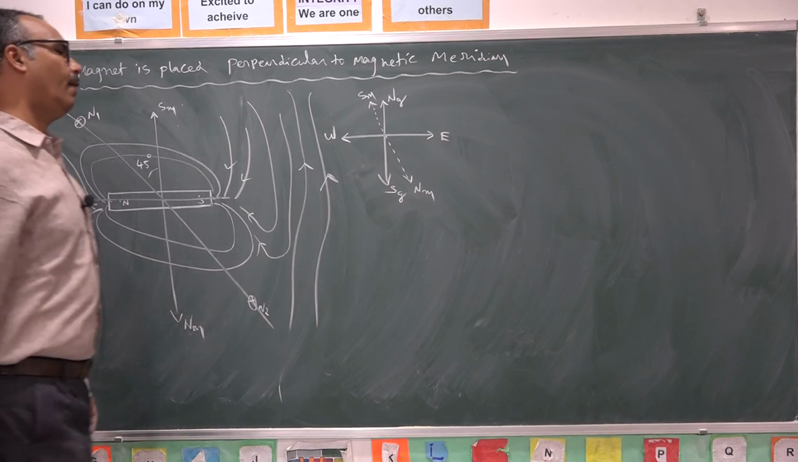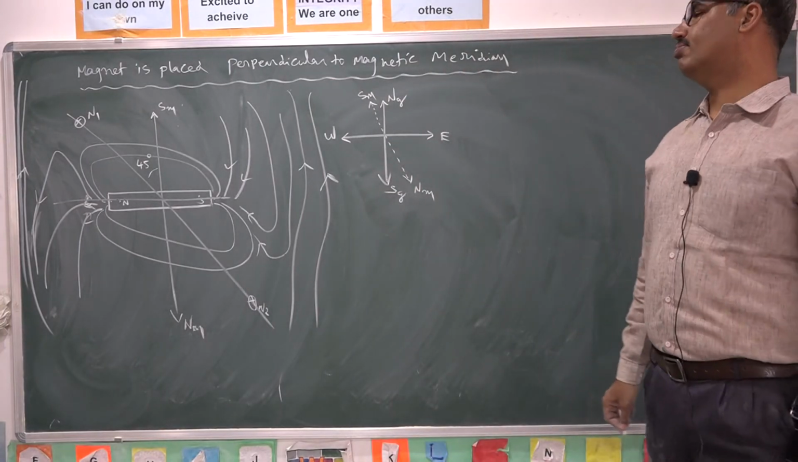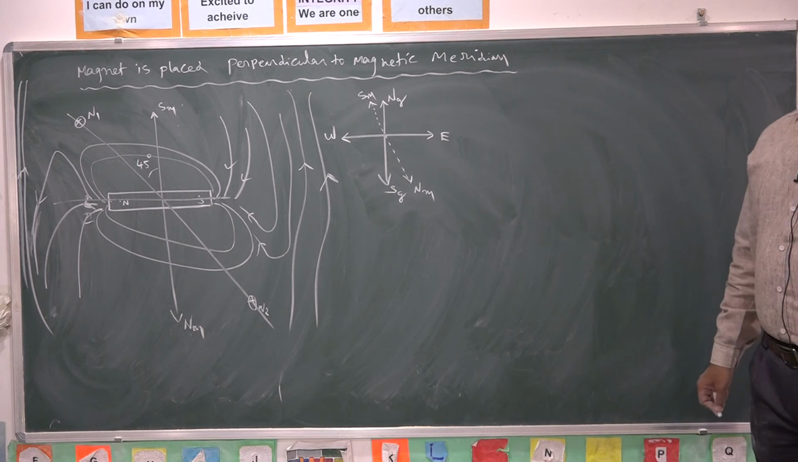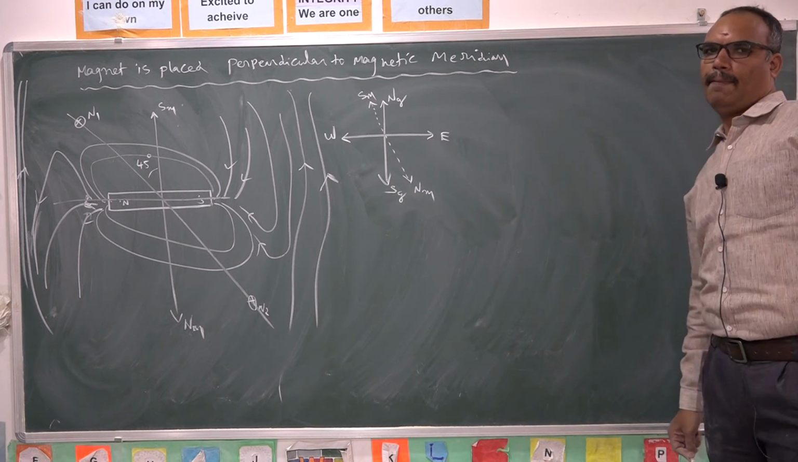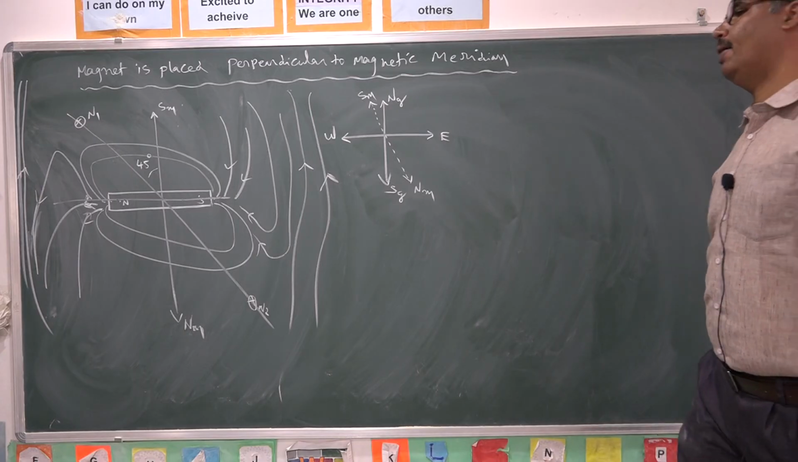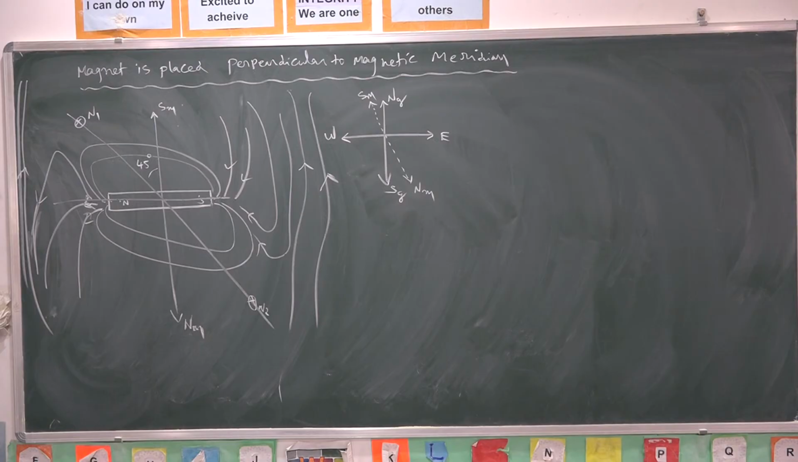So this is the nature of null points in the case of a bar magnet kept perpendicular to the magnetic meridian. I hope everybody followed.